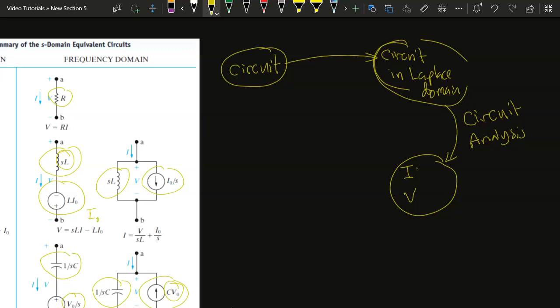But these values are in the Laplace domain. They are functions of s. So we want to apply one more step, which is the Laplace inverse transform. And by applying the Laplace inverse transform, we will get the solution for the current and the voltage, but in the time domain, not in the Laplace domain. Now what I will do next is solve two examples. One of them will be in this video and the other one will be in a separate video.